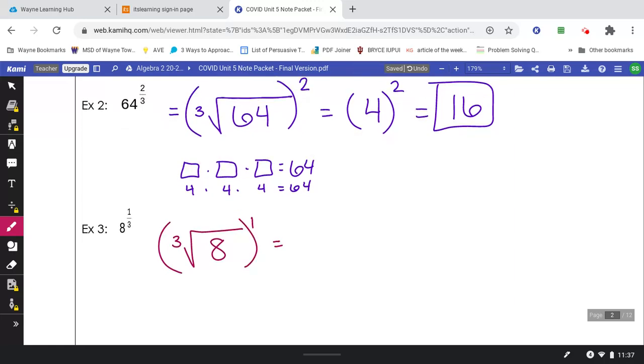The third root of 8, meaning what times itself 3 times gives me 8. So again, it's a little bit of guessing and checking. I always start with my small numbers, 2, especially if the number is small. 2 times 2 times 2 is 8. So the cube root of 8 is 2. Then that 1 doesn't really do anything. You can bring it over if you want, or if not, you can just write your answer as 2, because 2 to the 1st is still equal to 2.